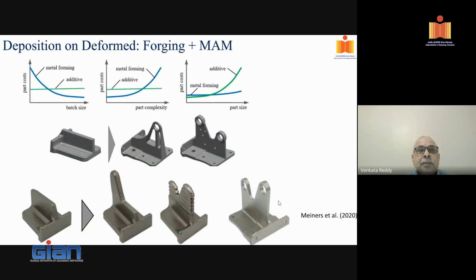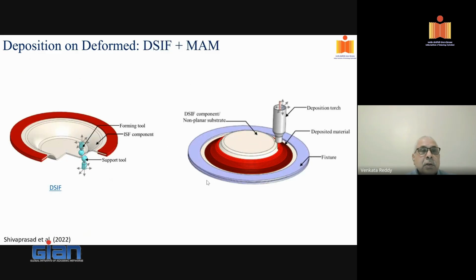Now, there are attempts even to combine forging and metal additive manufacturing. We combine double-sided incremental forming and metal additive manufacturing to produce components in the case of non-planar deposition. Generally, additive manufacturing uses planar deposition. Non-planar deposition is very uncommon, so they are all deposited on planar substrates. We do it on non-planar substrates.